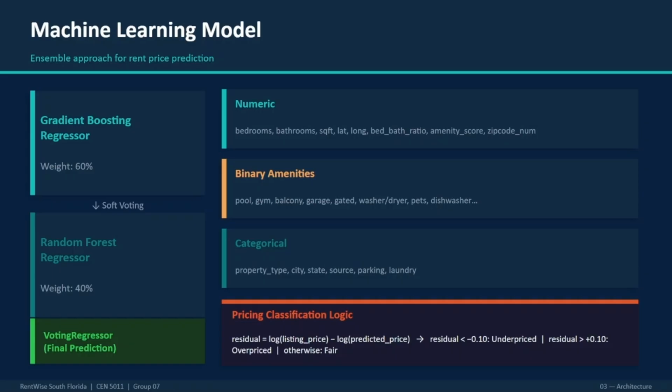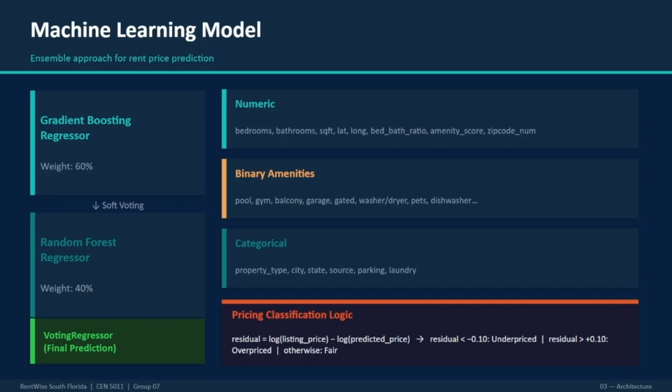Together, these two algorithms complement each other well, as gradient boosting contributes raw predictive accuracy by iteratively correcting any mistakes, while random forest contributes stability by averaging out any variance. In this case, we assigned gradient boosting 60% of the weight, as it was the stronger performer on our data, and random forest 40%. Their outputs are then combined through soft voting to produce the final predicted log price, which is then converted back to a dollar figure.